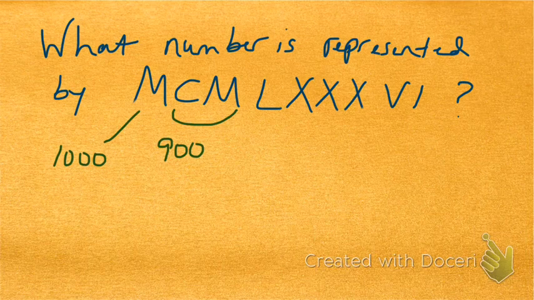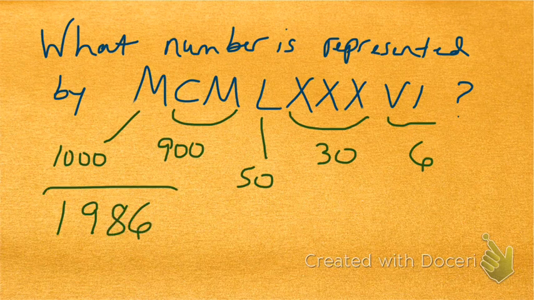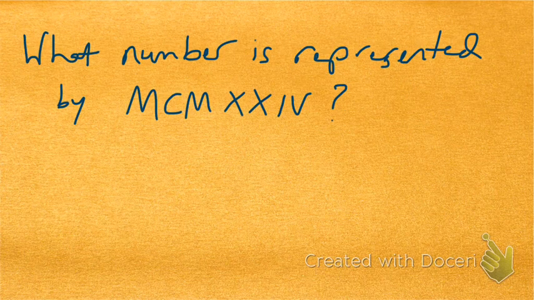Next, we see a 50. After that, these characters are smaller, so we're going to continue to add. That would be 30. After an X, we have characters that represent smaller numbers. I've got a V and an I, which represent 6. If we put this all together, the number we've represented is 1,900. 50 plus 30 makes 86. Who knew? 1,986, MCMLXXVI.